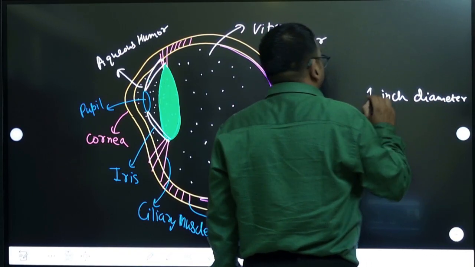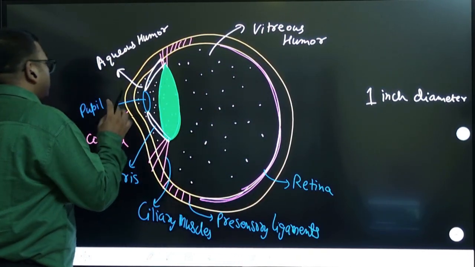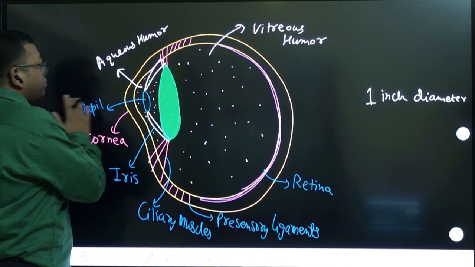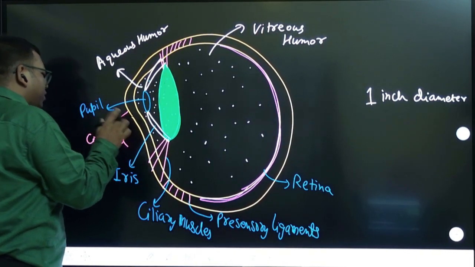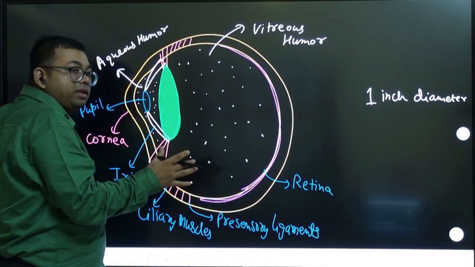Okay, 1 inch diameter. 1 inch means nearly 2.5 centimeters. And how does it work? This pupil is a small opening through which light will enter. So light will first hit the cornea, and the cornea starts refracting the rays.